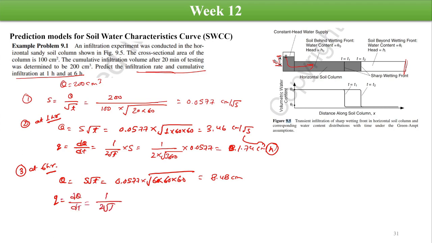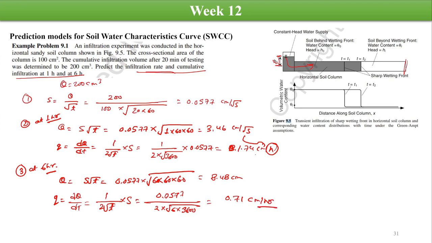Now the rate will be dQ upon dt, 1 upon 2 under root T into S. Solving this one, we'll get 0.0577 upon 2 times under root 6 into 3600. If you convert into centimeter per hour, then it will be 0.71 centimeter per hour.